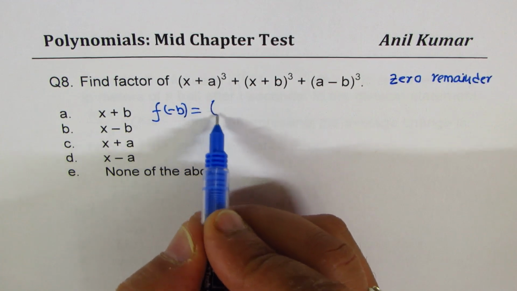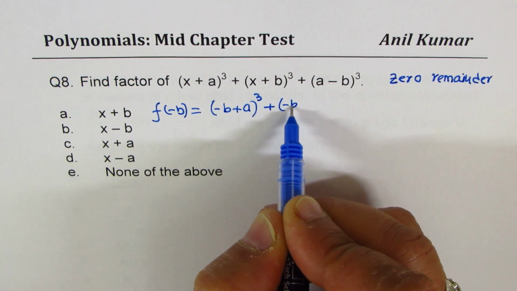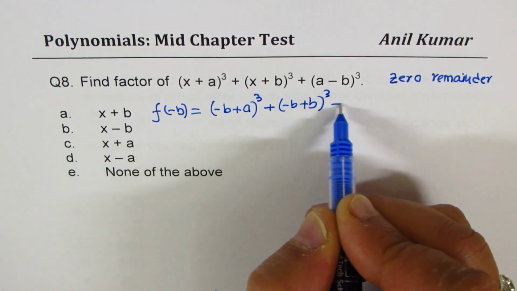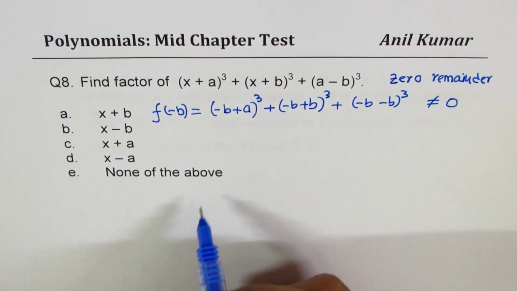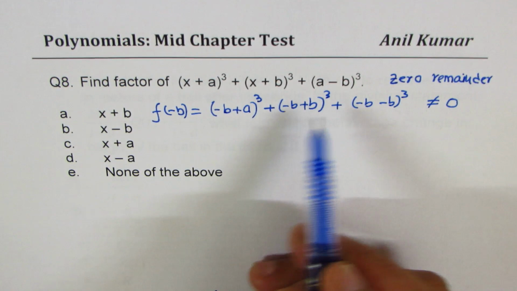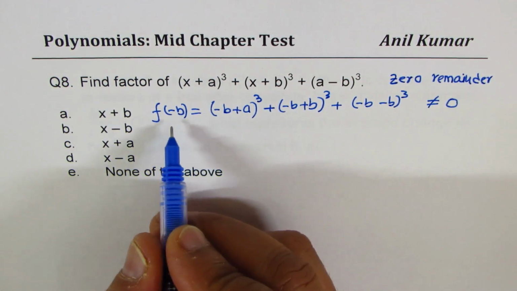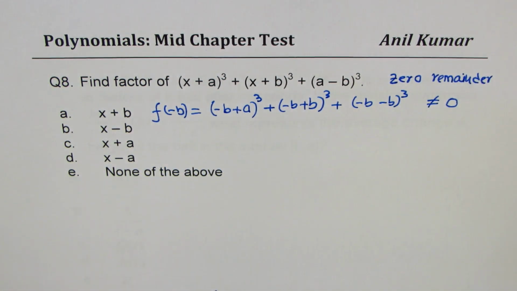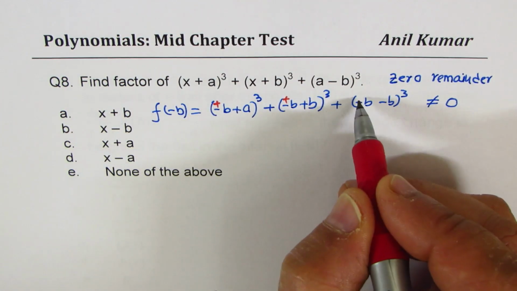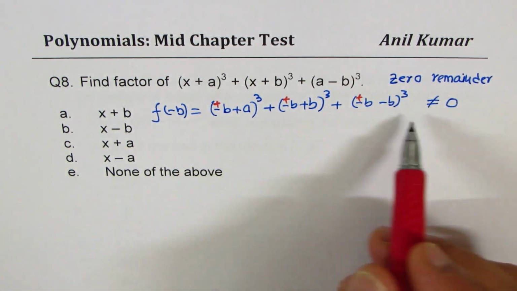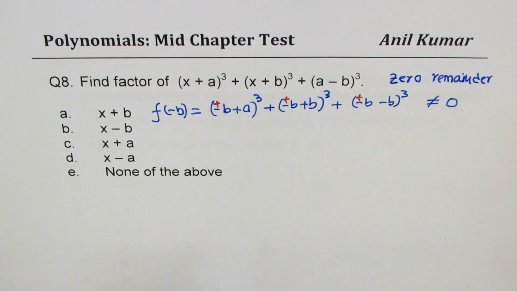If I substitute -b here, I get (-b + a)^3 + (-b)^3 + (-b)^3. Now clearly this is not equal to 0. Only one term here is 0, but not the other two. The next one you could again do with plus b. If I substitute plus b, again it is not equal to 0. That will make this term 0, but the others won't be 0.